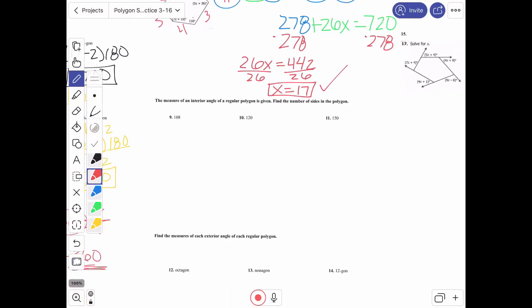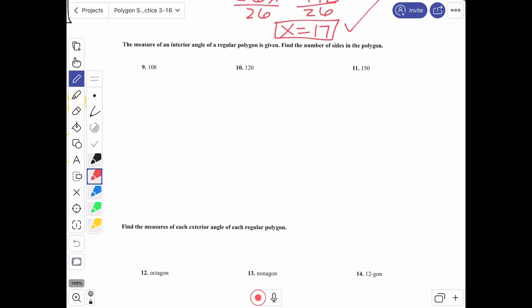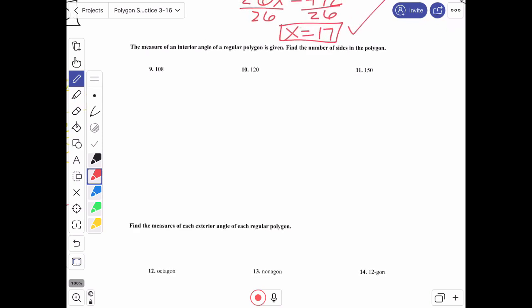Alright, so if I move down and I think about the measure of an interior angle, so I'm talking about a single interior angle of a regular polygon is given. Oh, so they're going to give us that angle. Find the number of sides. So this time I don't know what n is. But if I'm talking about a singular interior angle, that's when I know I'm going to use the n minus 2 times 180 divided by n formula. But instead of knowing what n is, that's what my angle measure is going to equal.